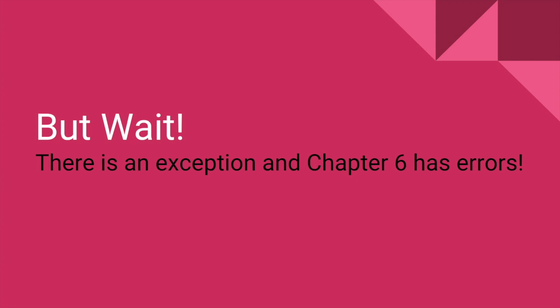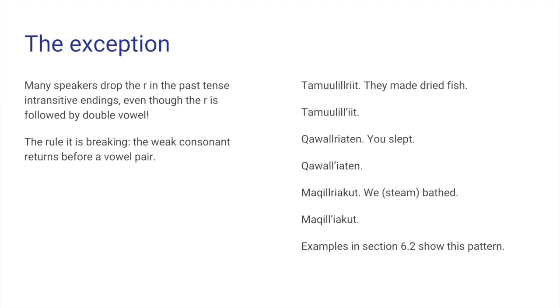But wait, there is an exception, and chapter 6 has errors. That's why we're making this video. When I read chapter 6 the first time, I was very confused. So the exception is written all over chapter 6, but it never identifies that there's an exception. So many of the examples are like proving the rule wrong. And these are the examples from the chapter. I think it's, let me find it real quick.